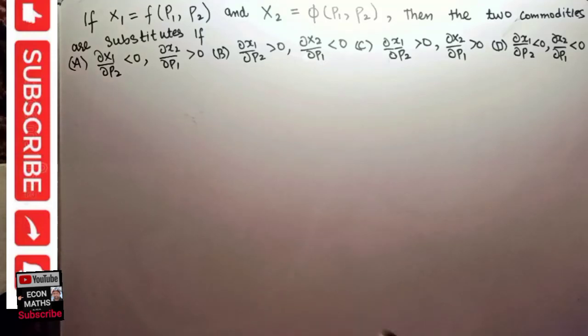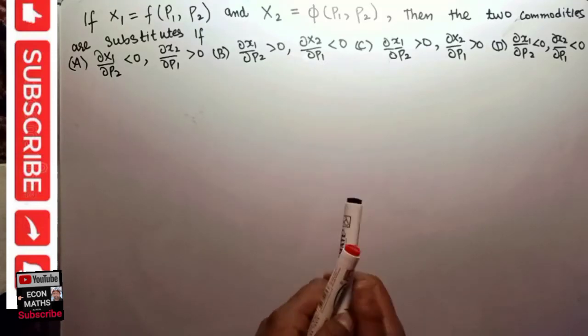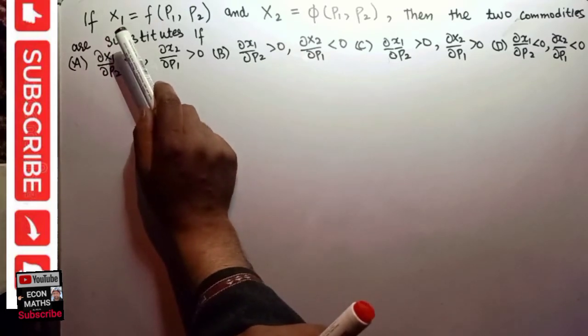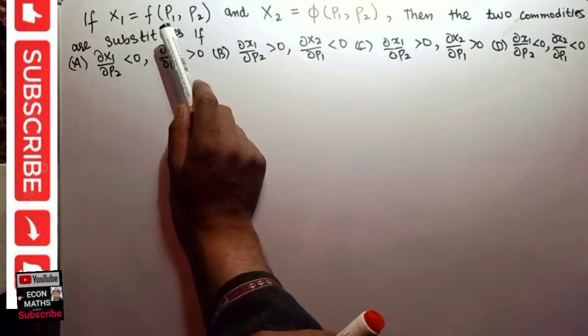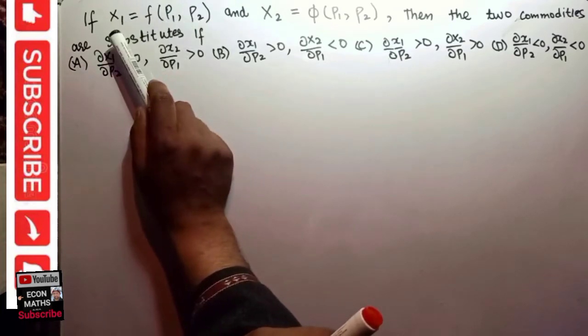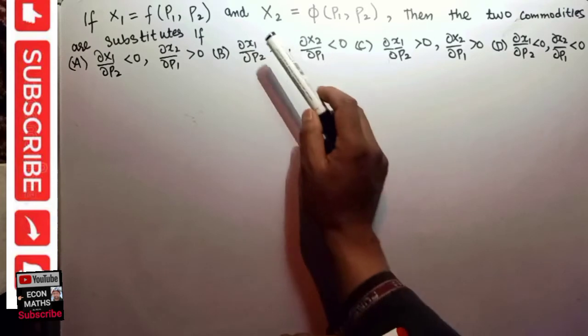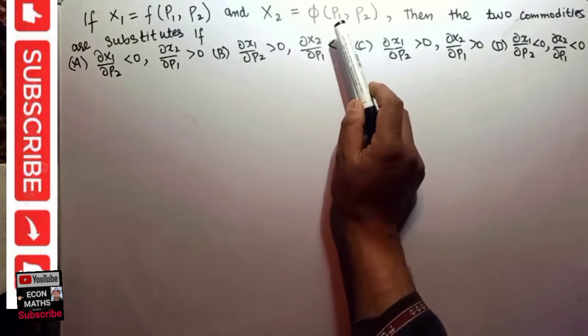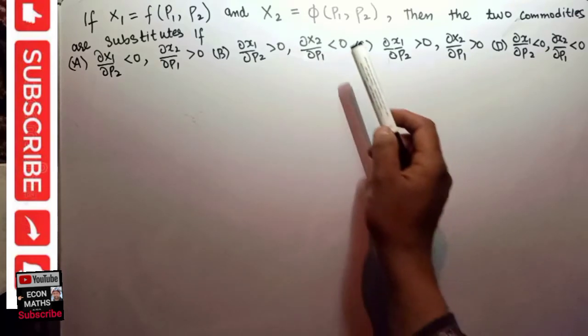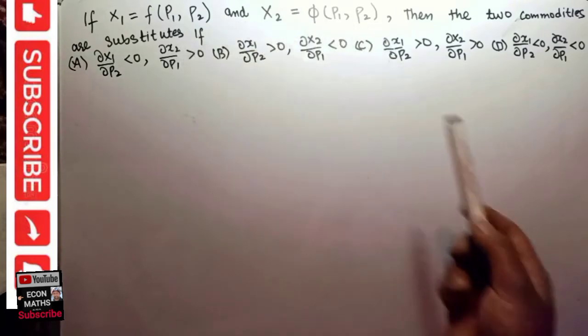In this video, we will try to solve a question that was asked by a brother. The question is like this. If commodity X1 is a function of P1 and P2, where P1 and P2 are the prices of commodities X1 and X2. Similarly, X2 is given as a function of P1 and P2, where P1 and P2 are the prices of commodities X1 and X2.